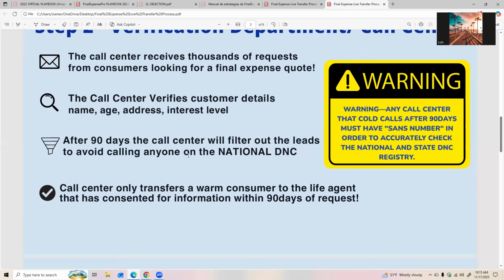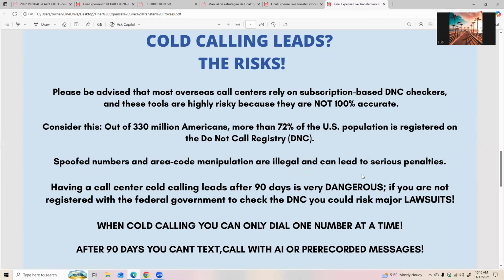Now, cold calling leads, the risks. Please be advised that most overseas call centers rely on subscription-based DNC checking systems. And these tools are highly, highly risky because, again, they're not 100% accurate. Not 100% accurate. And it's not consumer initiated.